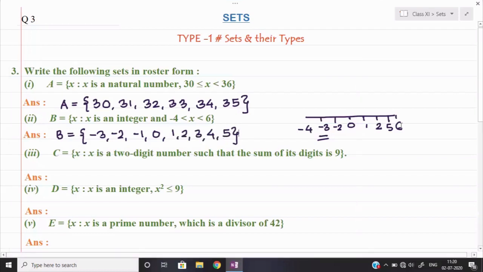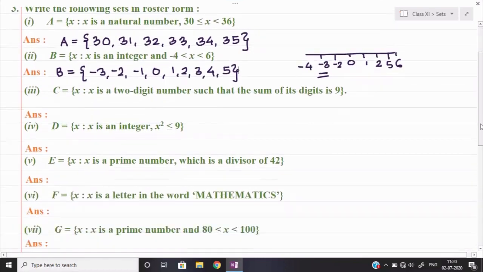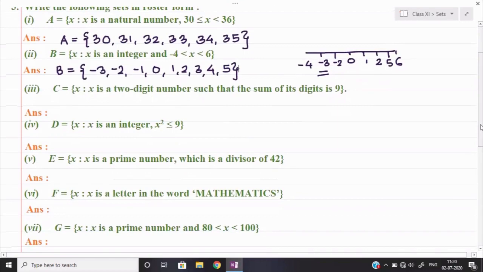Now similarly, let us see part number third. In the third part, what they are saying is x is a two-digit number such that the sum of the digits is 9. It means we have to take the unit place and tens place in such a way that the digit sum gives us 9. So suppose I list out all the elements one by one.